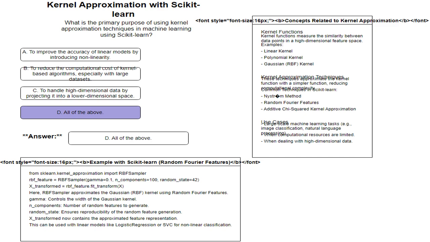Nystrom approximation: given a kernel matrix K, the Nystrom method approximates it using a subset of data points called landmarks. It calculates the kernel values between the landmarks and all other data points, effectively reducing the size of the kernel matrix. This can be used in various applications, like dimensionality reduction and kernel-based machine learning algorithms.